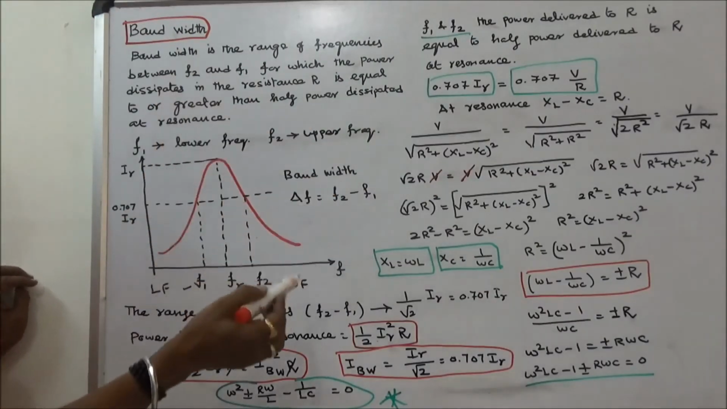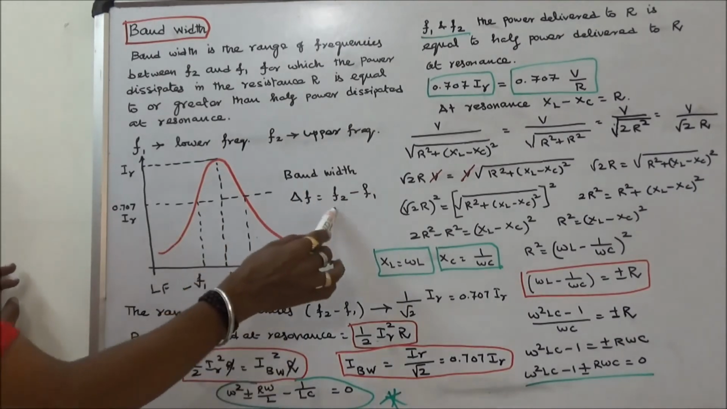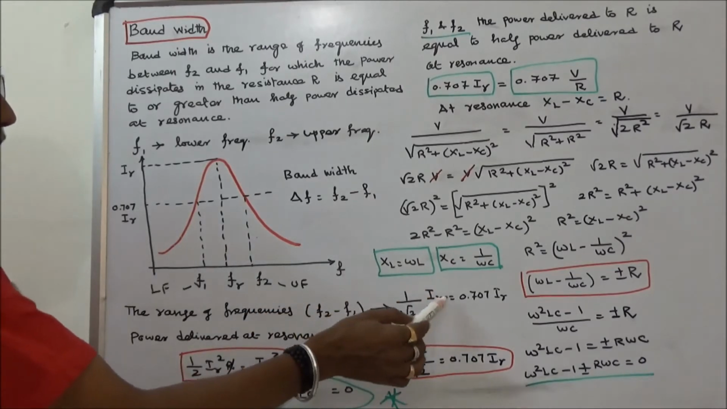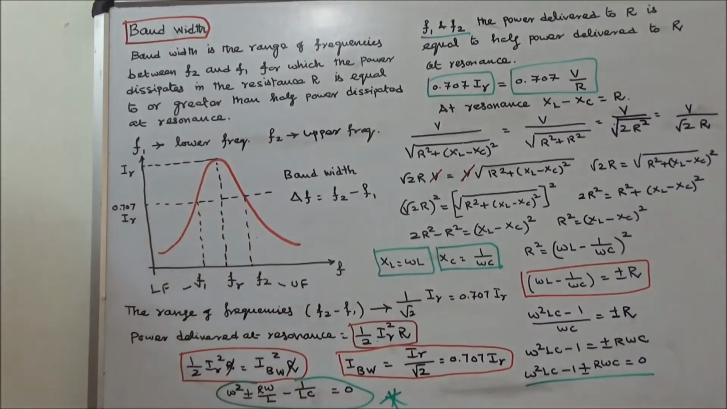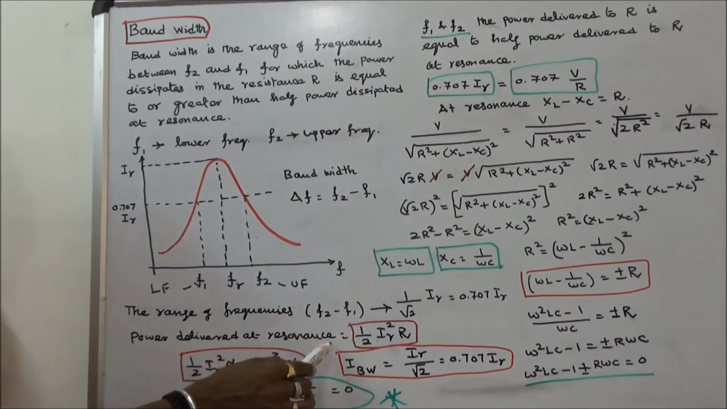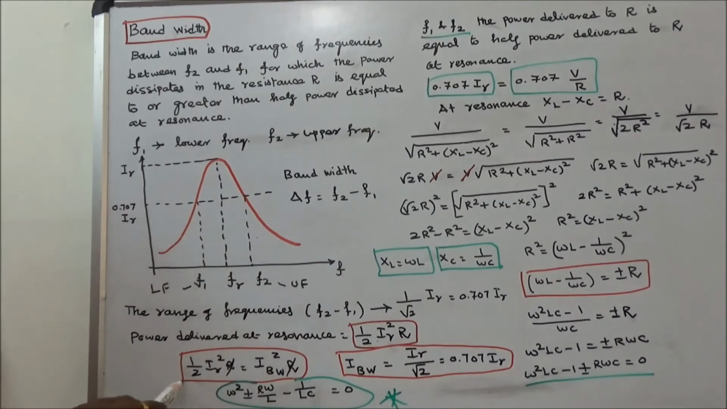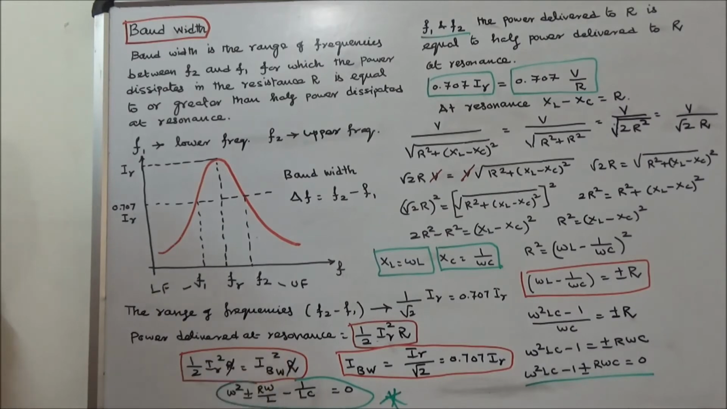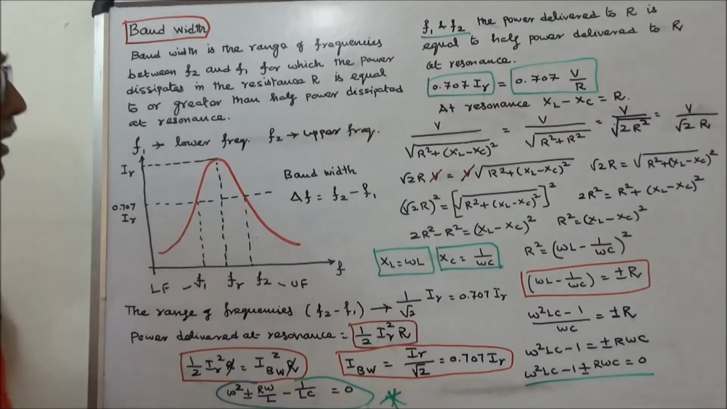We can derive the bandwidth F2 minus F1 in another way. At the band edges the current is 1 by root 2 into resonance current IR, that is 0.707 IR. Power delivered at resonance is half into IR square into R. So half into IR square into R is equal to current at band square into R. R gets cancelled. So current at bandwidth is equal to IR by root 2, that is equal to 0.707 IR.